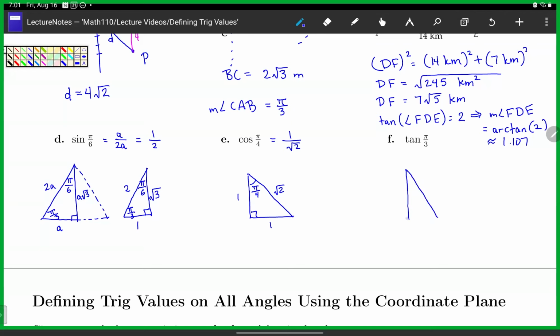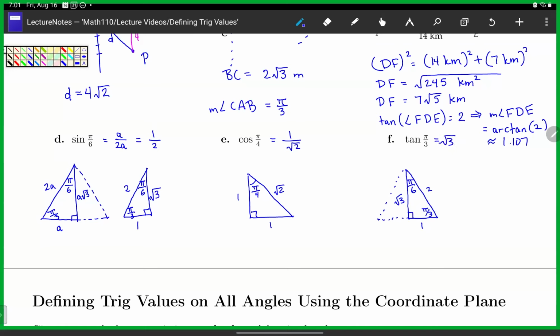And tangent of pi over 3, I'm going to use my half equilateral triangle again. Here's my pi over 3 and my pi over 6. I'm imagining that other half. Here's my 1, 2, and square root of 3. Tangent of pi over 3, opposite over adjacent, is square root of 3 divided by 1, which is just square root of 3.